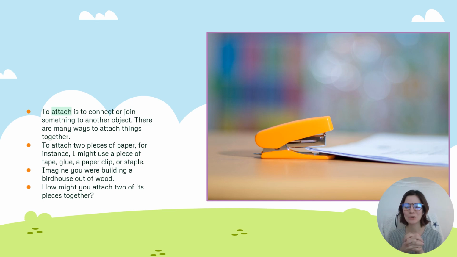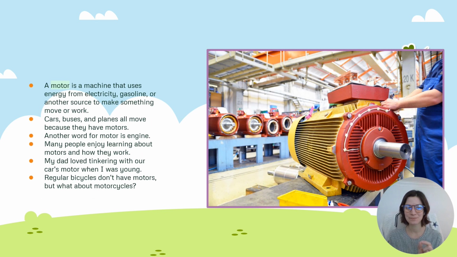All right, guys, let's go over these words to know. Our first word to know is attach. Go ahead and say the word attach. Great job. Attach is to connect or join something to another object, right? So to attach 2 pieces of paper, for instance, I might use a piece of tape, glue, paperclip, or staple. Imagine you were building a birdhouse out of wood. How might you attach 2 of its pieces together?